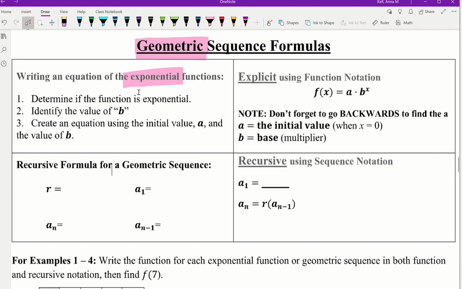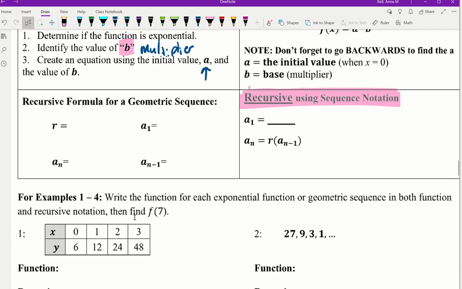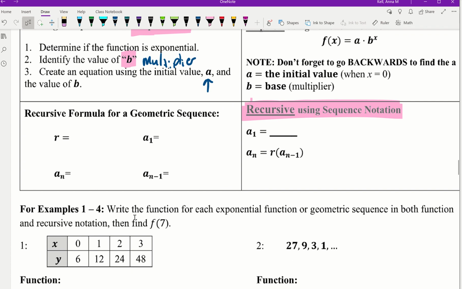So what we are going to do for a recursive notation of a geometric sequence is identify that multiplier. This is a multiplier. We also need to use this initial value, your starting value. So when we are doing your recursive notation, we're going to call this R in your recursive notation.